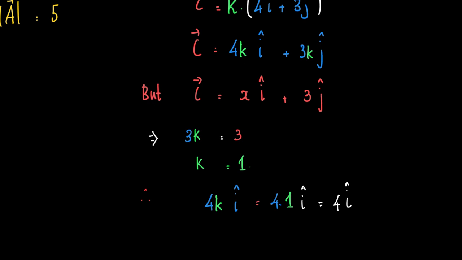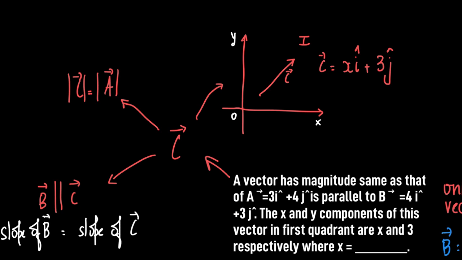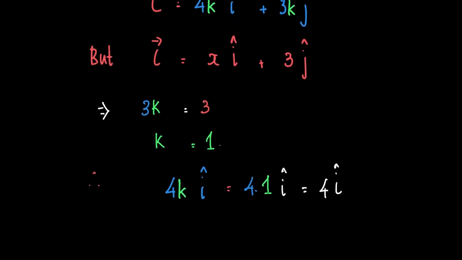But it is given to us that vector C is xi plus 3j. How? Over here. Because it is given to us that the vector is in the first quadrant and the i component and j component are x and 3 respectively. Right? So vector C is equal to xi plus 3j.